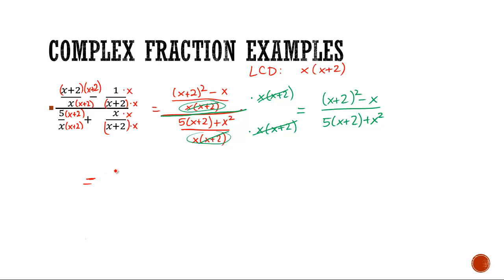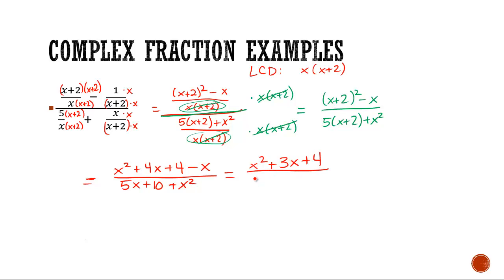So let's continue that. We've got x squared plus 4x plus 4 minus x over 5x plus 10 plus x squared. When you expand something like that, you want to keep brackets like that. However, in this case, we just have a plus in front or nothing in front, so those brackets won't be necessary. So let's combine any like terms. We have x squared plus 3x plus 4 over x squared plus 5x plus 10.